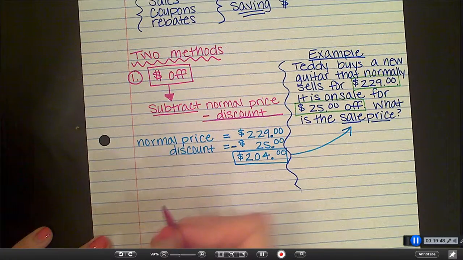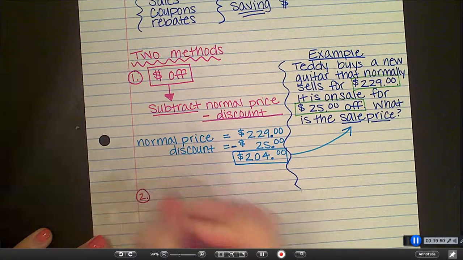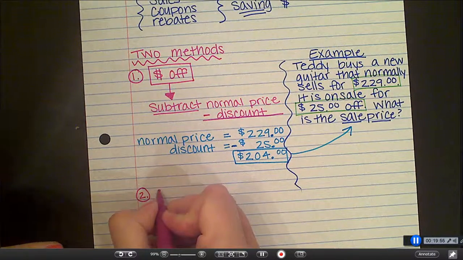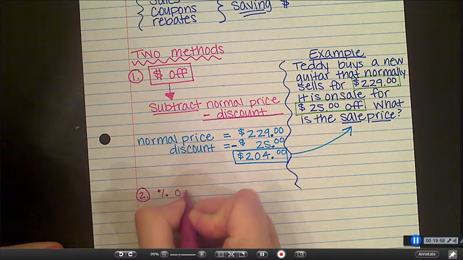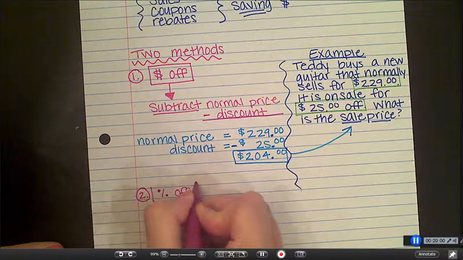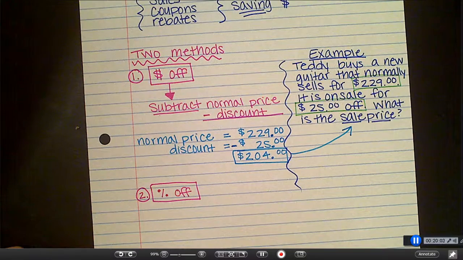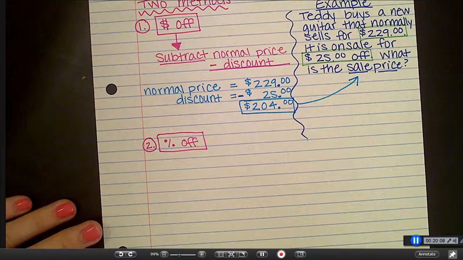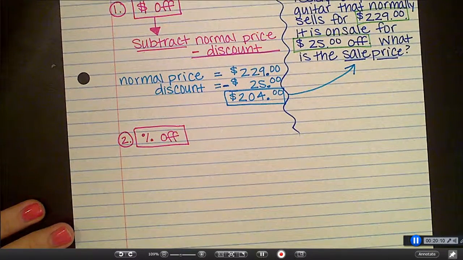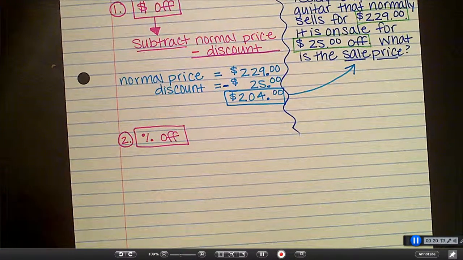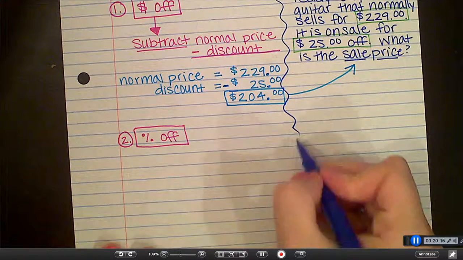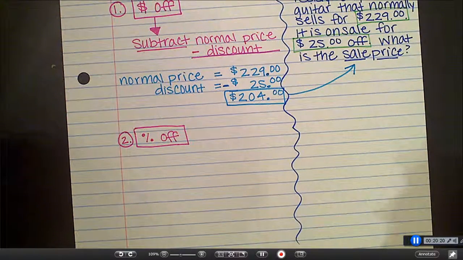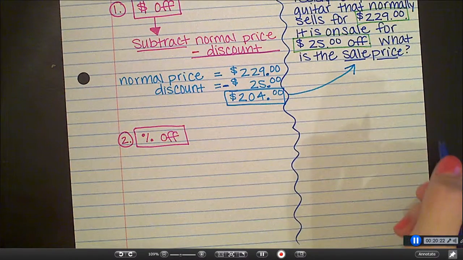Okay, and then our second method, this one's a little bit more complex. This is a percent off. And you already know from calculating sales tax that percents kind of require a few more steps. It's not that bad. It's just a little bit more. So we're going to extend our little separator here. And we're going to keep using Teddy and his guitar.